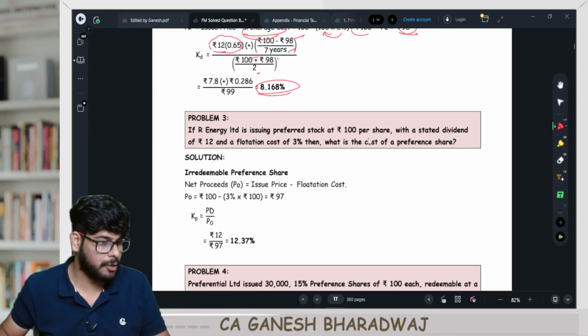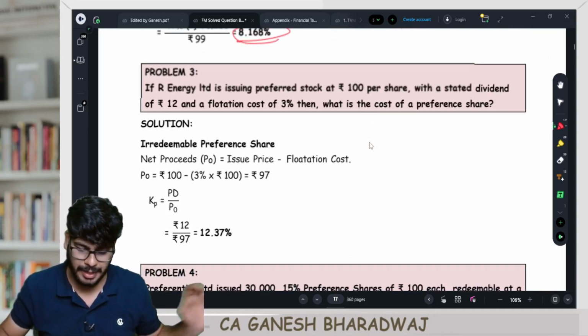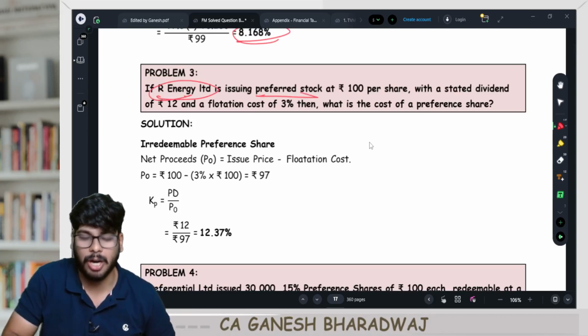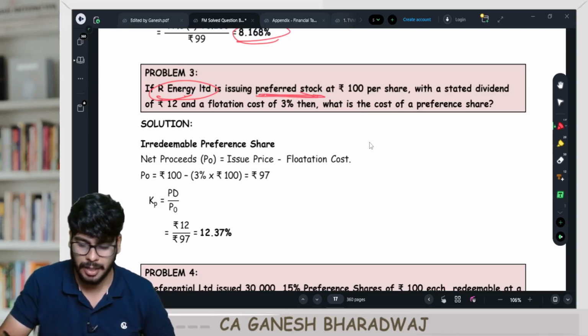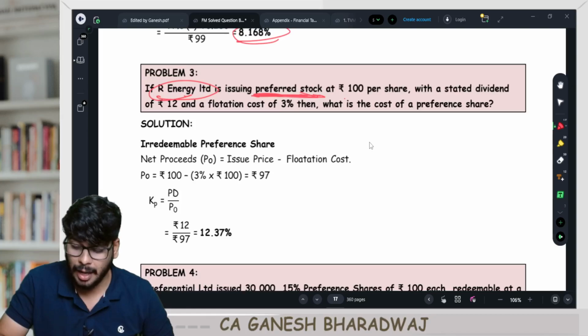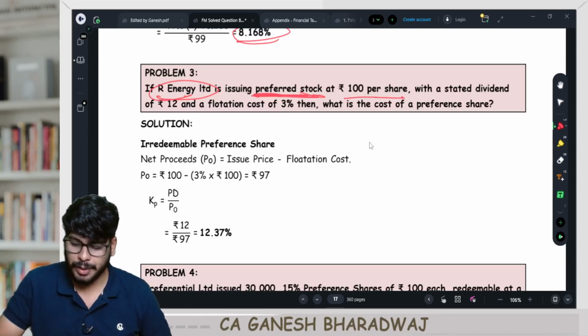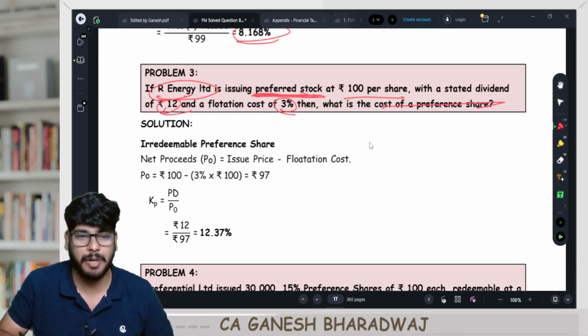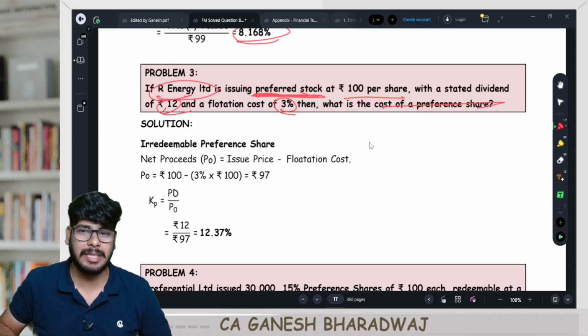So it's going to be question number 3. Quick. R Energy Limited is using preferred stock. Preferred stock means what? Preference shares. This is all American English; they use preferred stock and so on. At 100 rupees per share, with a stated dividend of rupees 12 and a flotation cost of 3%, what is going to be the cost of preference? Now, first, what is the life of preference shares here?